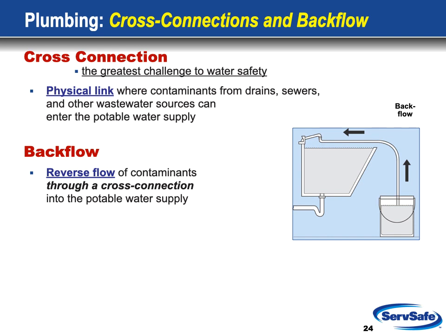A cross connection is dangerous because it allows the possibility of backflow. A running faucet located below the flood rim of a sink or a running hose in a mop bucket are examples of cross connections. Backflow occurs when the pressure in the potable water supply drops below the pressure of the contaminated supply and they mix.